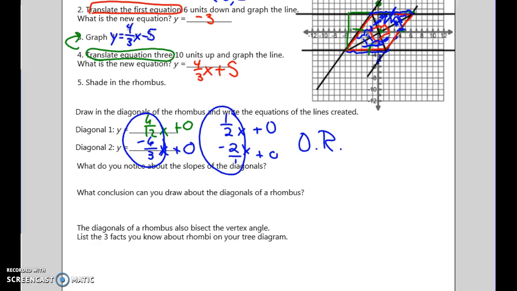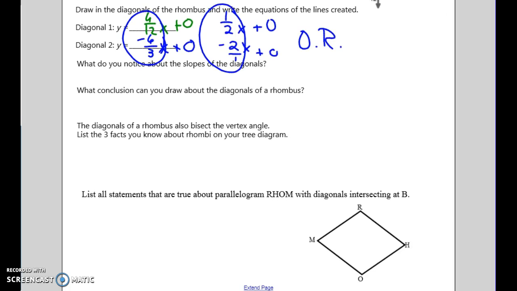So what I really have are 4 congruent right triangles. All those triangles are exactly the same. Are we okay with that? Remember, on a rectangle, we didn't. We just had the right and the left were the same, the top and the bottom were the same. But on a rhombus, I have 4 congruent triangles.